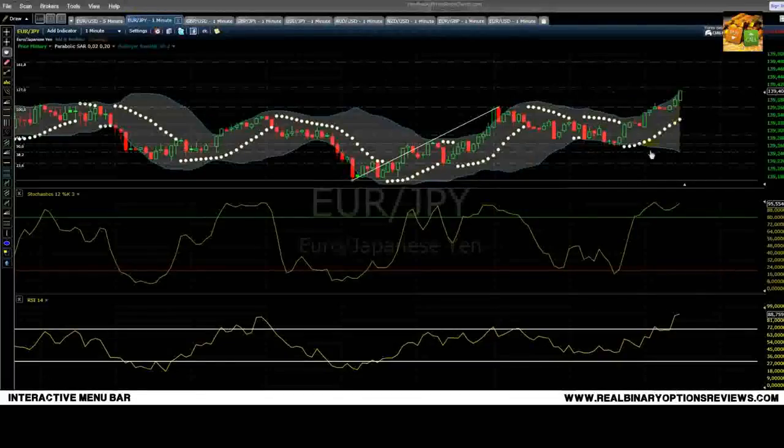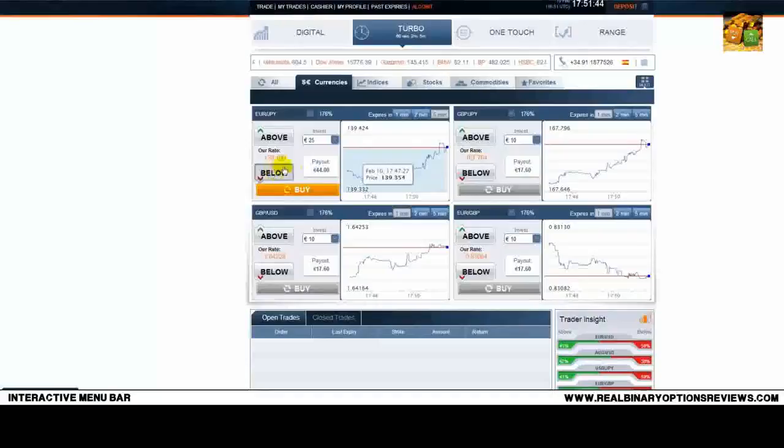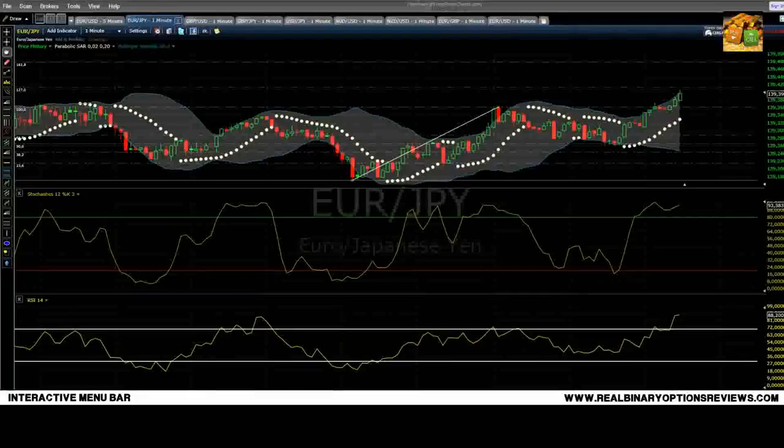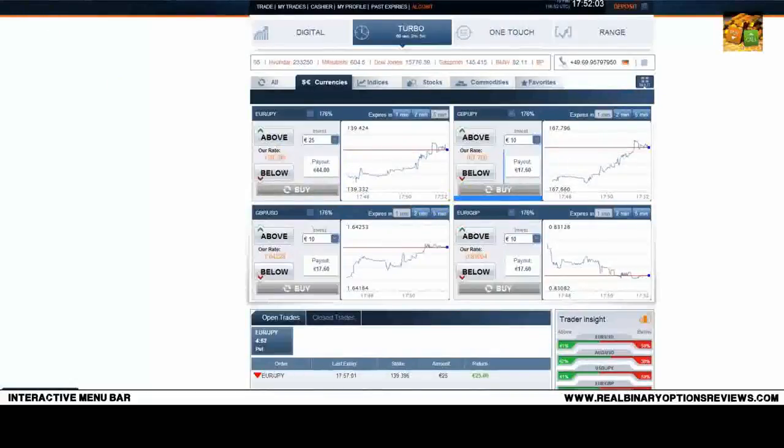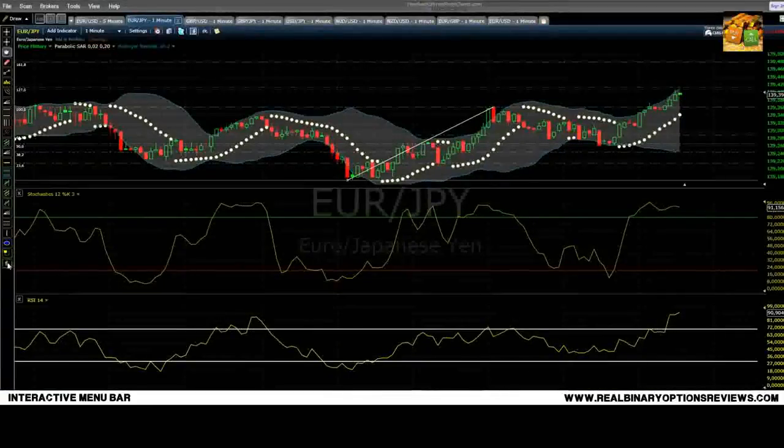And sometimes when the stochastic is high and RSI is high, we would already see the reversal happen. So if I catch it on the high level, I'm just going to enter this trade as soon as possible. So I'm going to enter this trade now. Okay, so I want to show you, I entered my Euro-Yen trade here.